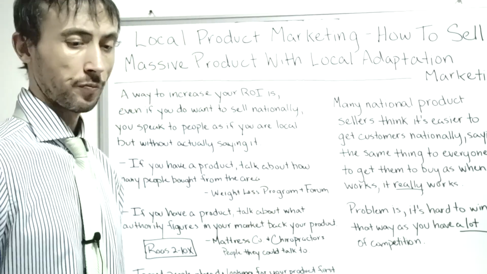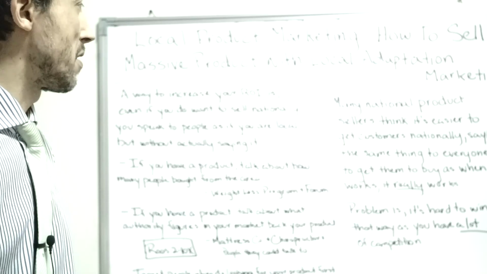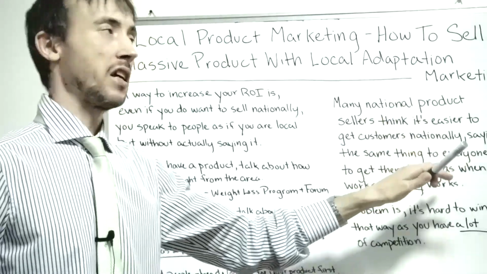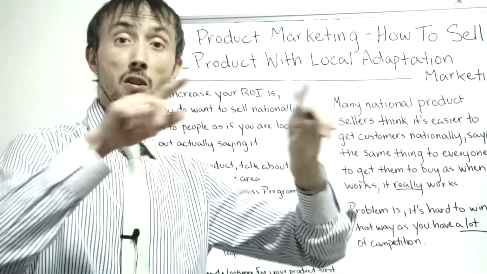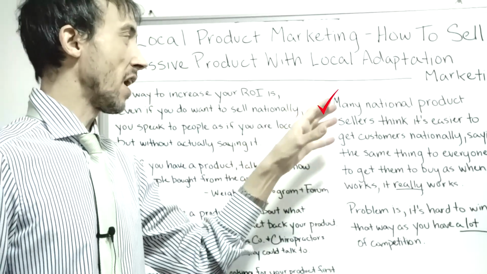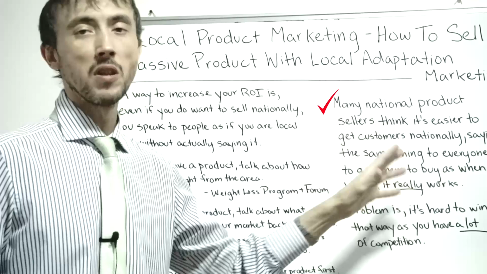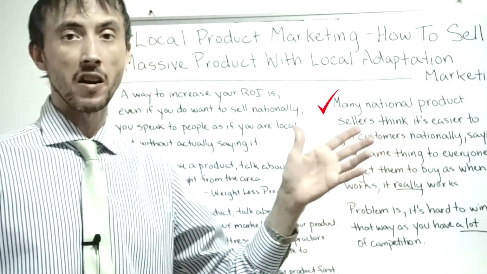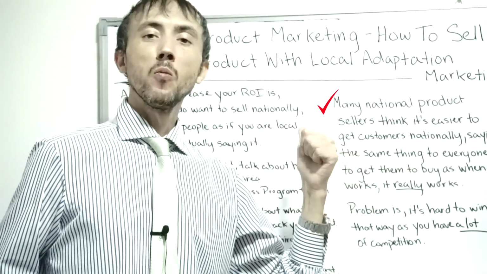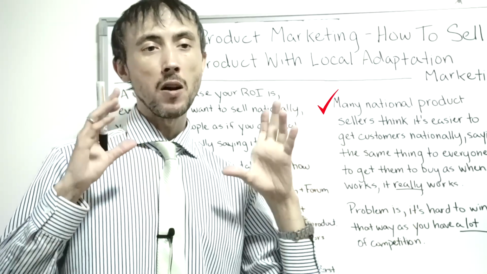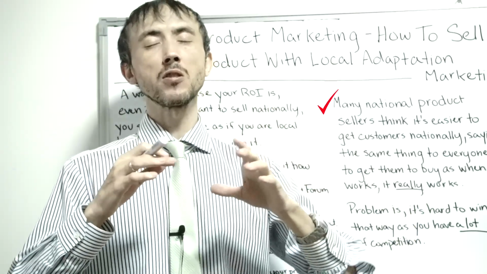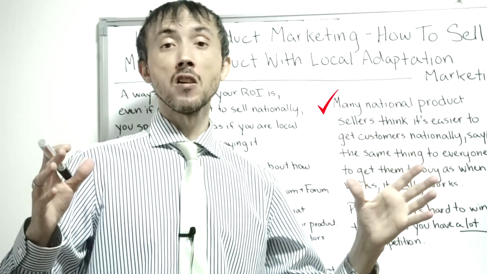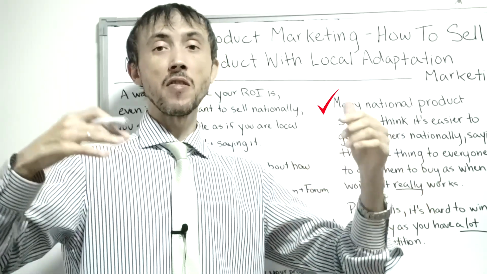So that said, many national product sellers think it's easier to get customers selling nationally, even though they could sell in their local market. What they ultimately are trying to do is have one ad that they can market to everybody in the United States, because it's easier basically. They want to find one perfect ad, so that if I just find the right ad and the right audience, I could sell millions of dollars worth of my product because I can run that ad to everybody in the country.